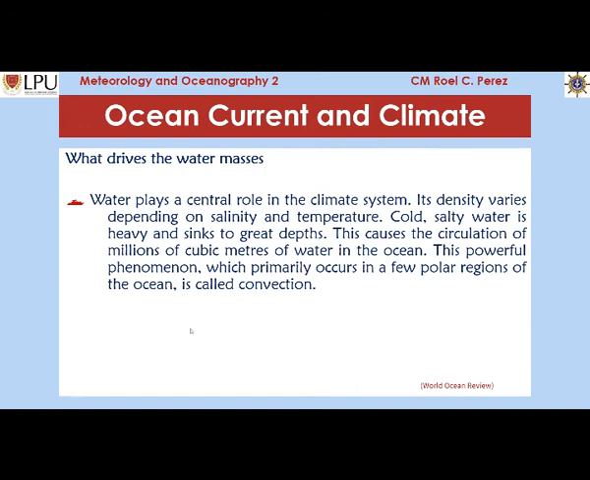What drives the water masses? Water plays a central role in the climate system. Its density varies depending on salinity and temperature. Cold, salty water is heavy and sinks to great depths. This causes the circulation of millions of cubic meters of water in the ocean. This powerful phenomenon, which primarily occurs in a few polar regions of the ocean, is called convection.